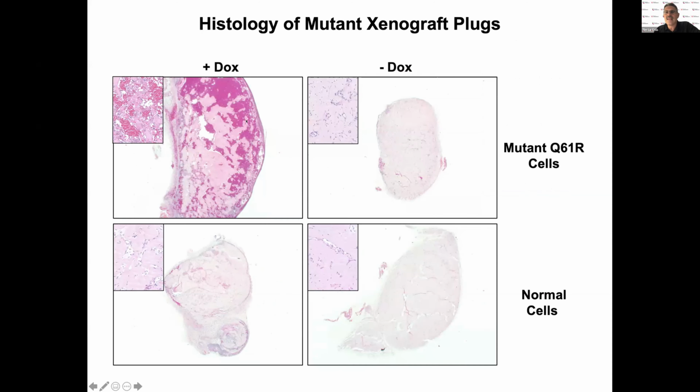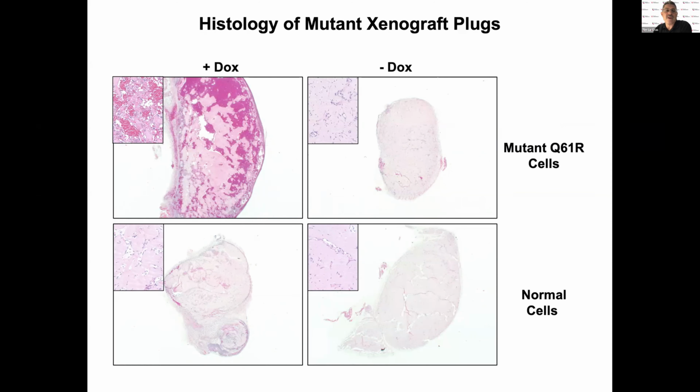And that's what you see here. So in this top left corner, you can see one of these plugs that we've made sections through, and then we've stained it with some dyes to show the structure of these blood vessels. Again, this really recapitulates what's seen in the tissue of patients with this mutant gene. And then on the right, you can see the no-dox controls. On the bottom is the cells with the normal gene expressed because these mice are on doxycycline.